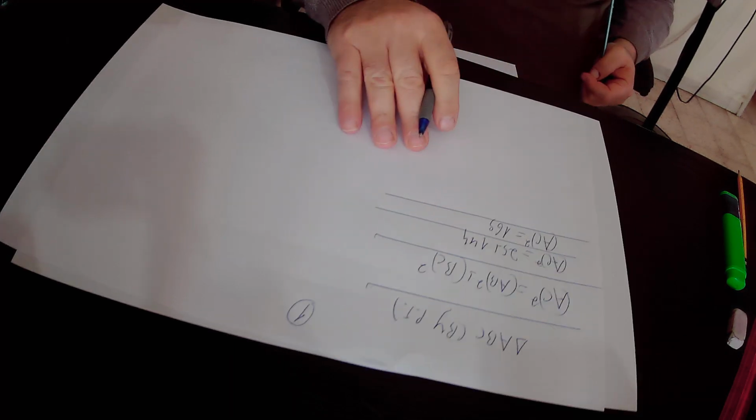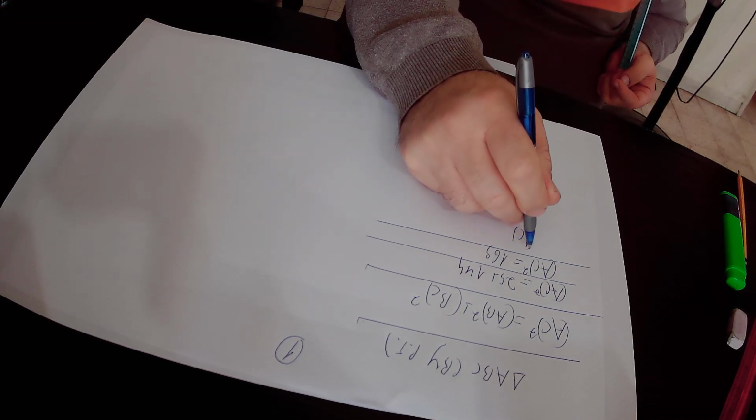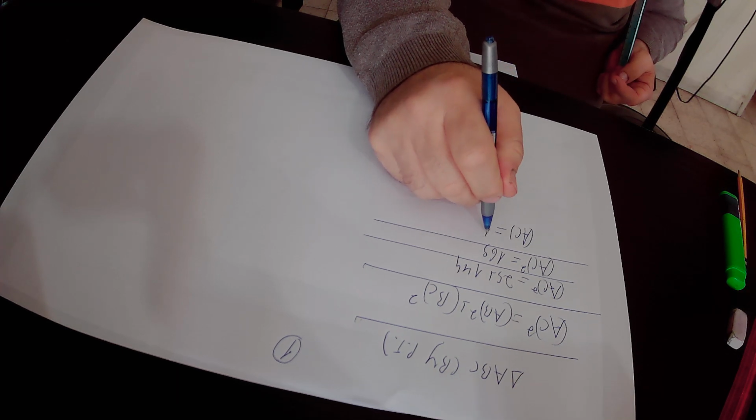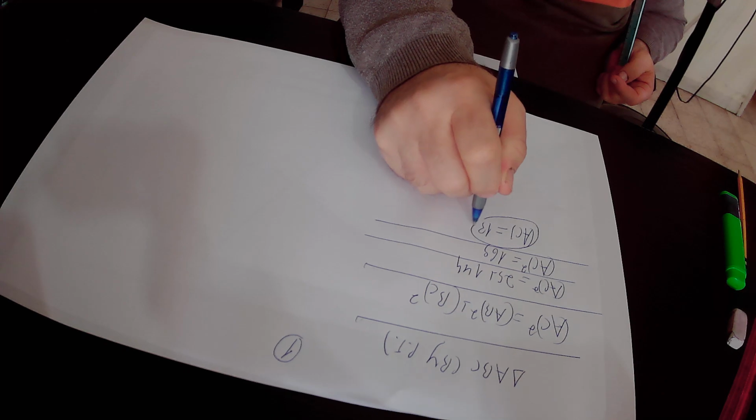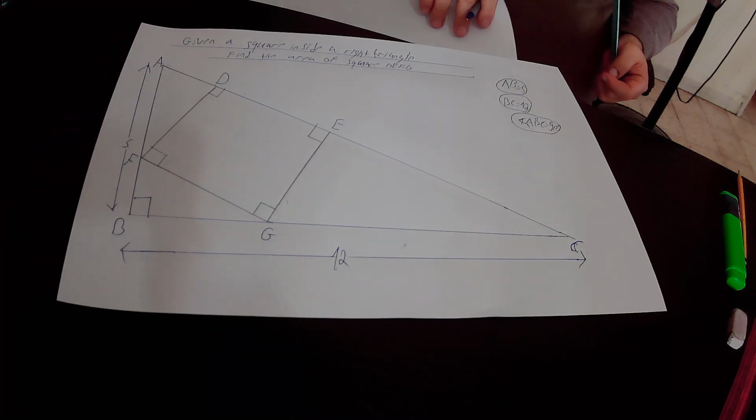We take a root of this equation, and finally we get that AC, the length of the hypotenuse AC, equals the square root of 169, that is 13. So here, the length of the hypotenuse AC is 13.